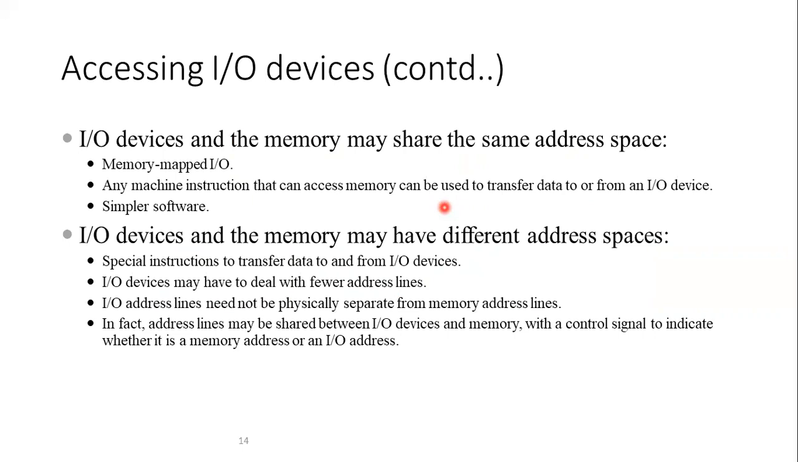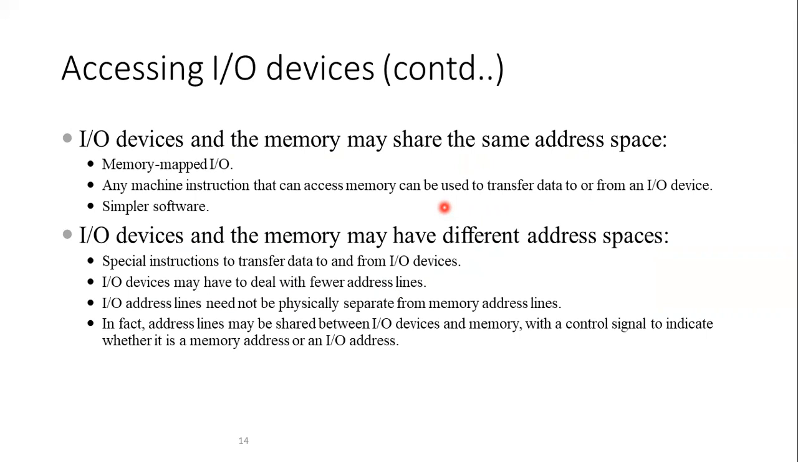Accessing IO devices continued. The IO device and the memory may share the same address space. There are two types of principles: memory and IO devices can share the same address space, or they can have different address spaces.